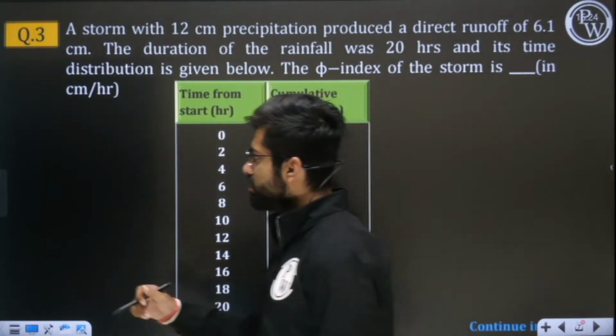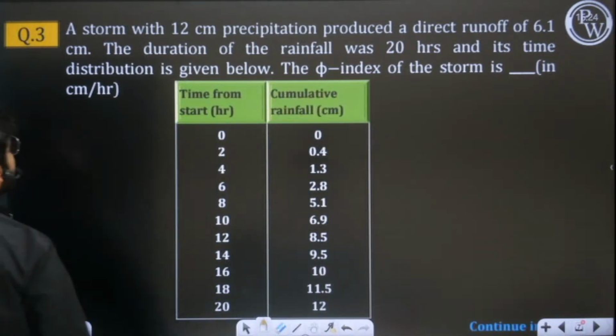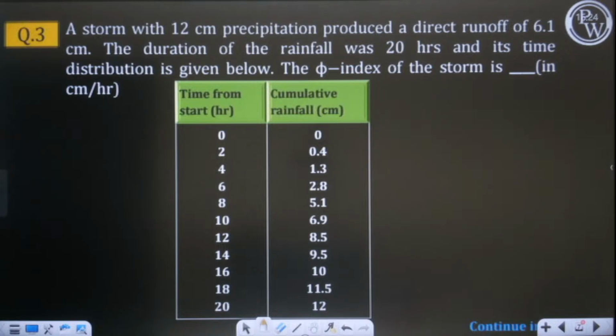Now we'll move on to the third question. So this is your third question. What they are saying in this question, read out the question, try to solve it. We have a storm with 12 centimeter precipitation, which produced a direct runoff of 6.1 centimeter. So 12 centimeter precipitation is there, direct runoff of 6.1 centimeter is there. Duration of rainfall is 20 hours and its time distribution is given below.